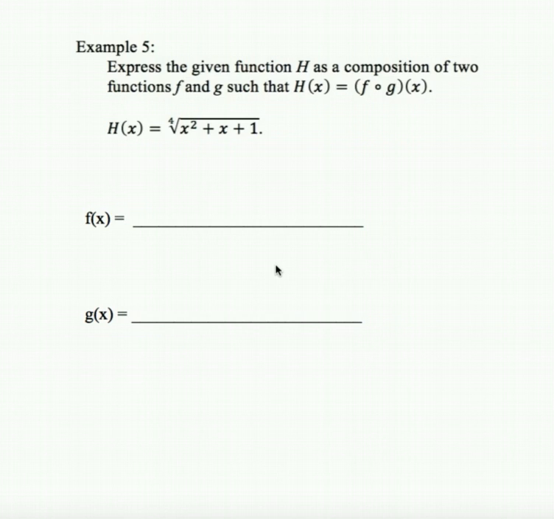Example 5. Express the given function h as a composition of two functions, f and g, such that h of x is equal to f of g of x. Now, this statement right here that h of x is equal to f of g of x is very important. Okay? So we know f of g of x, if we write it this way, that g of x is the inner function.